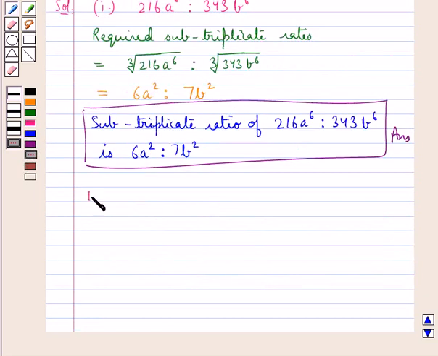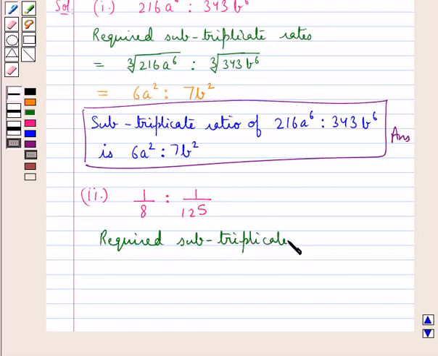Let us now see the second part, in which we are given the ratio 1 upon 8 is to 1 upon 125, and we need to find the subtriplicate ratio of this given ratio. So for this we have the required subtriplicate ratio is given by cube root of 1 upon 8 is to cube root of 1 upon 125.